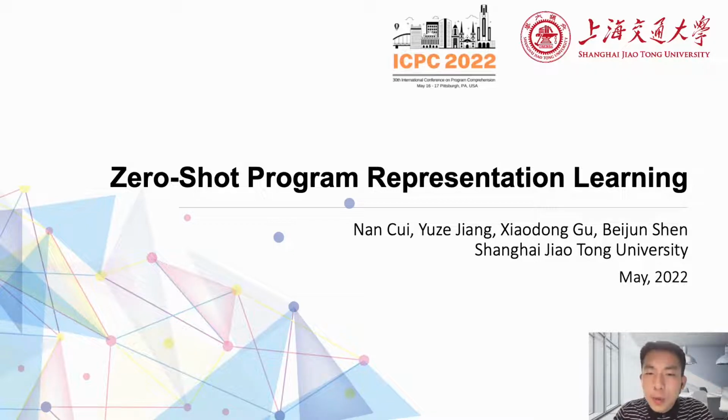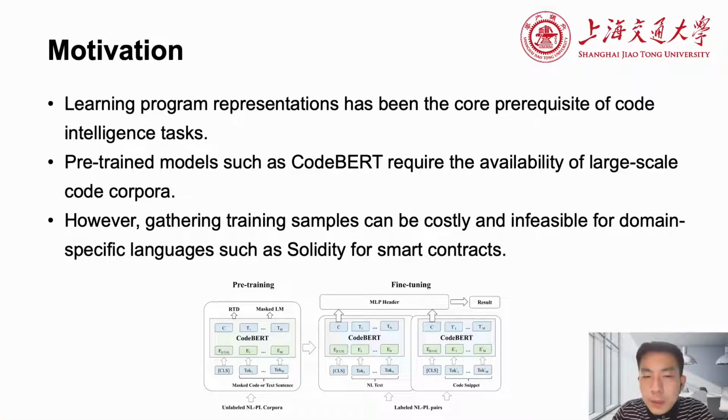Today I will present my work, Zero-Shot Program Representation Learning. Learning program representations has been the core prerequisite of code intelligence tasks. The state-of-the-art pre-trained models, such as CodeBERT, require the availability of large-scale code corpora. However, gathering training samples can be costly and infeasible for domain-specific languages such as Solidity for smart contracts. The large pre-trained model can easily overfit scarce data, which leads to poor task fitting.